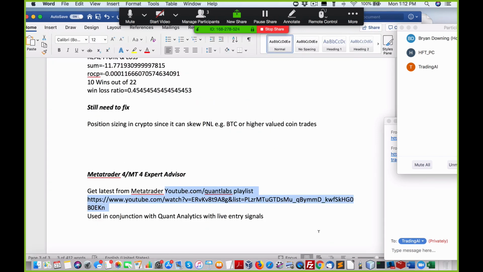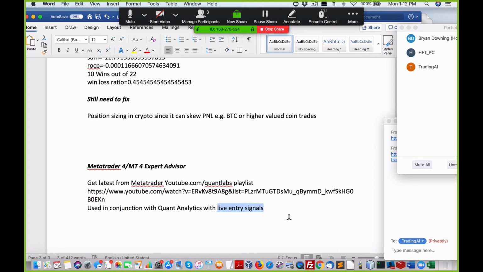So this EA was custom built by a really cool dude who knew his stuff. That's part of the quant analytics service I think you guys have access to. The key is I've got live entry signals working. I think I've talked about them enough.